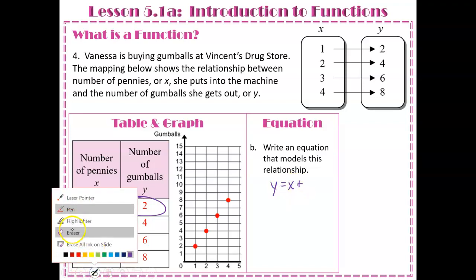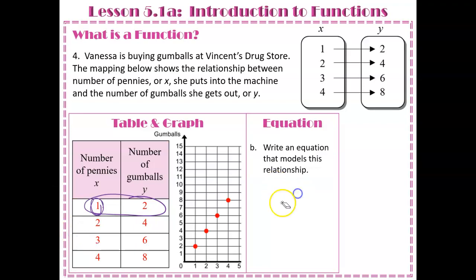Slope. We're back to that y equals mx plus b. Just when you thought we weren't going to need that anymore, here it is back. Y equals mx plus b. So our unit rate is 2, and we start at 0 pennies, 0 gumballs. So that is our equation for that function.